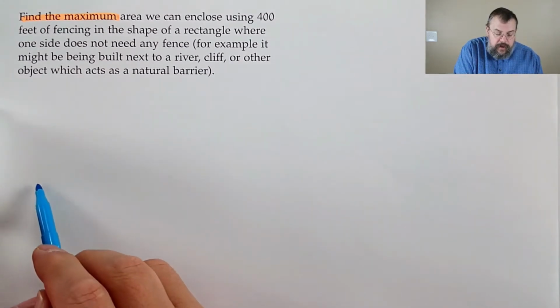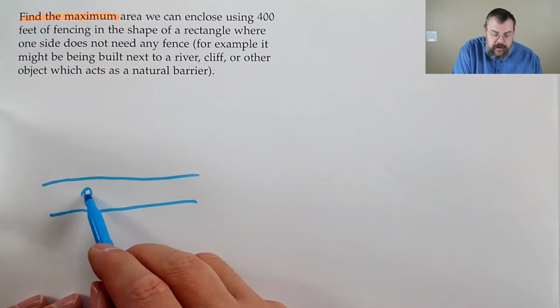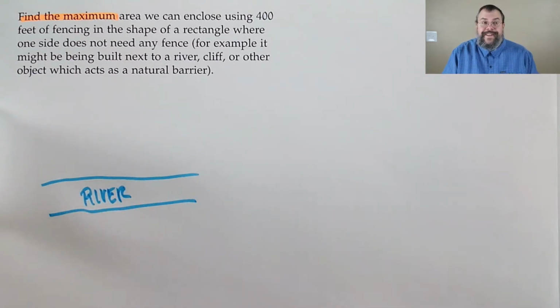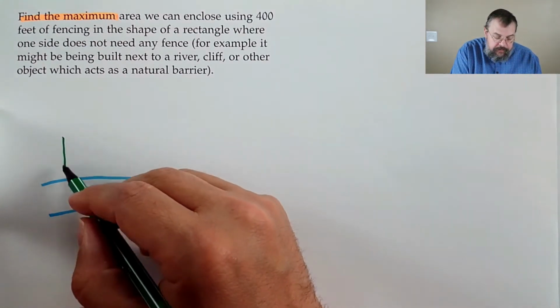So we can say, well, here we go. We'll draw ourselves a picture. Here's a river. Now you might say, how do I know it's a river? Well, clearly it's a river because it says it right there. All right, now what do we have? Well, we're going to have our rectangle. So it's going to look something like this.